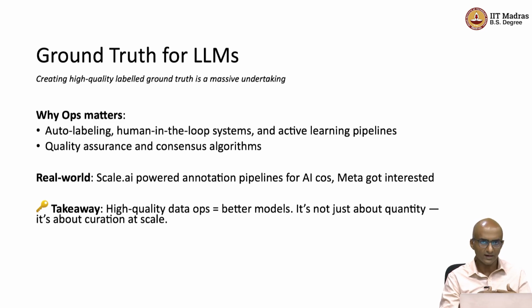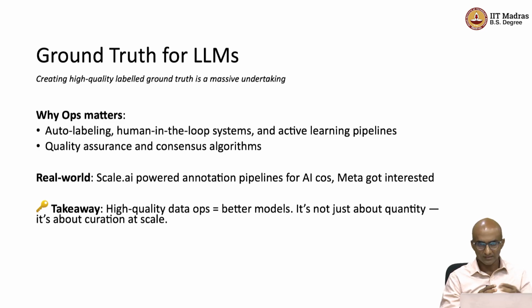Like there are sophisticated algorithms, there are synthetic data generation techniques, etc., etc. Auto labeling, human in the loop systems, active learning pipelines, all of those are operational concerns here. Then you've got to also worry about what if two different voting agents on a ground truth label do not agree, right, on that particular label. How do you deal with building consensus? How do you deal with breaking ties, or how do you deal with conflicting labeling requirements? Those are all quite interesting problem statements in and of themselves, right?